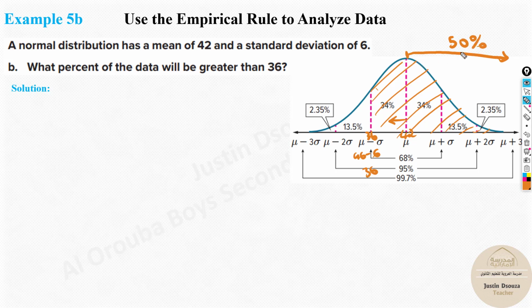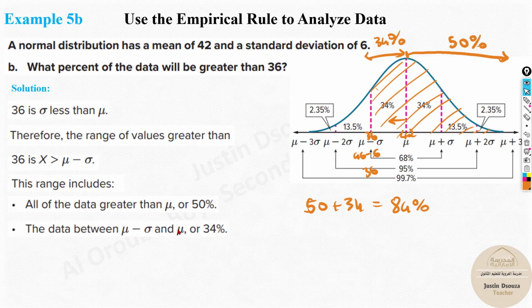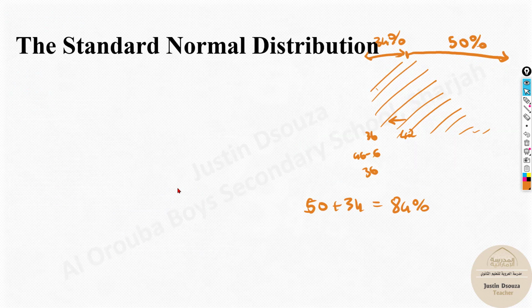So we know from the mean it is 50%, but there is 34% before the mean as well. So even this we need to consider, that is 34%. So all you do is 50 plus 34, you get 84%. So the answer would be 84% is greater than this value of 36. Sorry, yes, it's 34, I thought 36. It's 84%. Yes, that's the correct answer. That's how we do it.